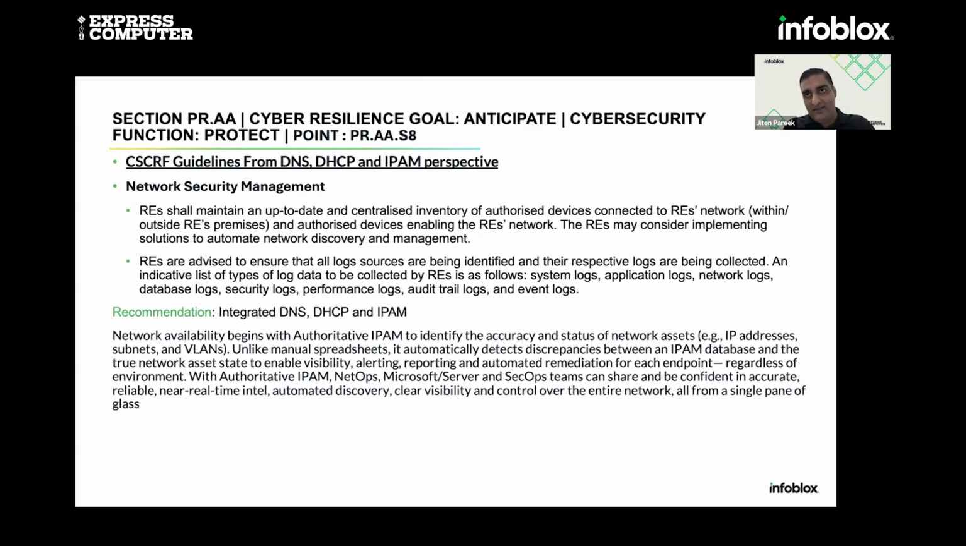SEBI has focused and stressed on visibility, because as a generic term, you can only protect what you can see, which means if you don't have visibility of what is connected to your environment, you cannot protect that. Network availability begins with your visibility, by adopting an IP address management solution to identify the accurate status of your network assets, like which IPs, subnets, VLANs.